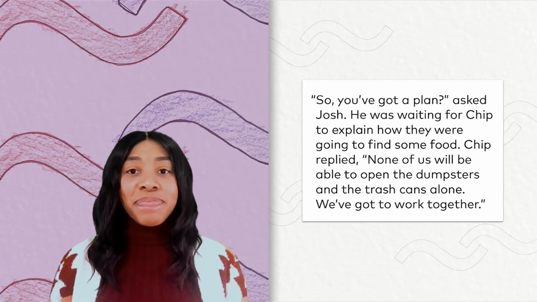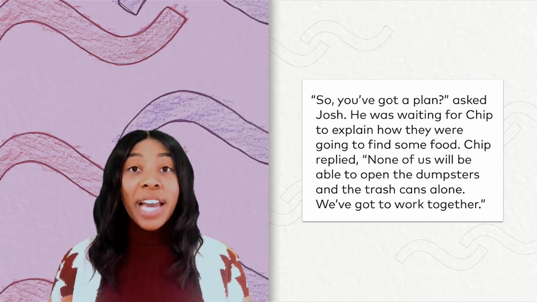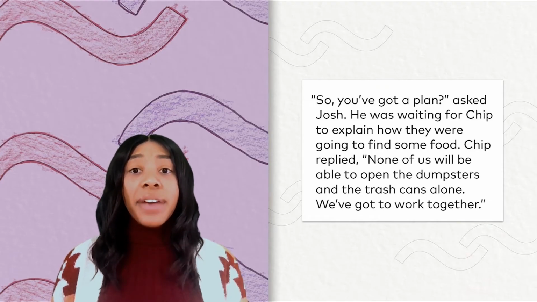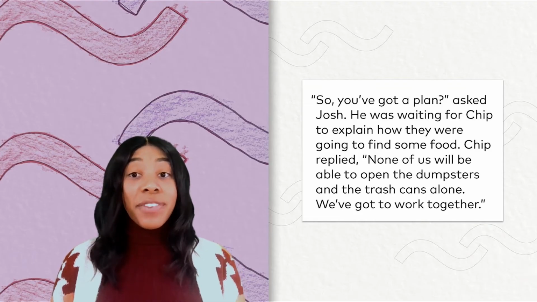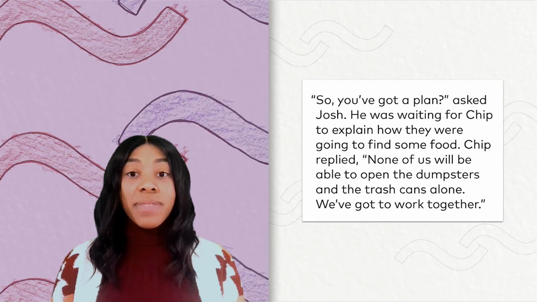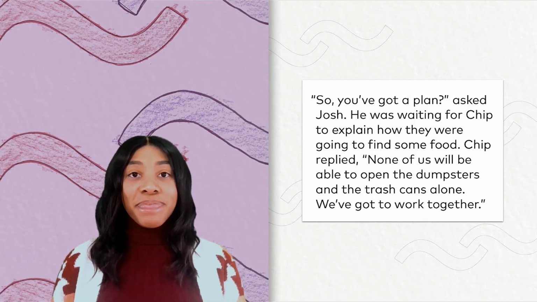Let me try again. So, you've got a plan, asked Josh. He was waiting for Chip to explain how they were going to find some food. Chip replied, none of us will be able to open the dumpsters and the trash cans alone. We've got to work together.